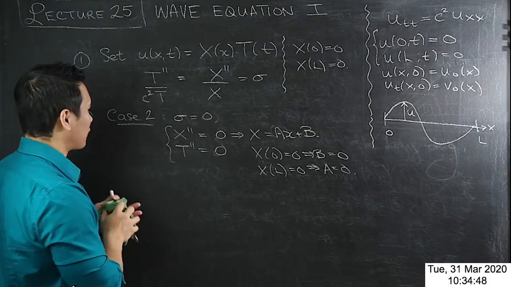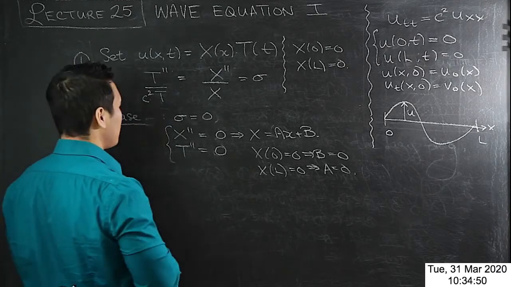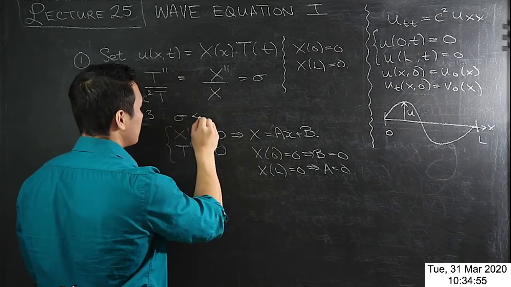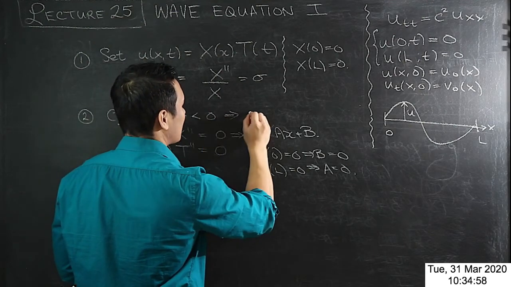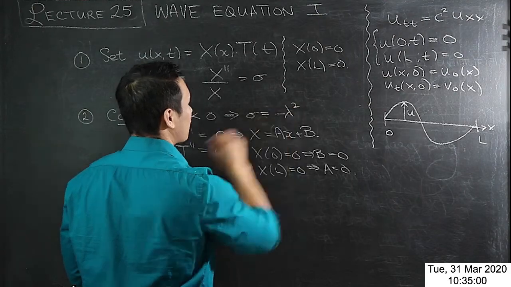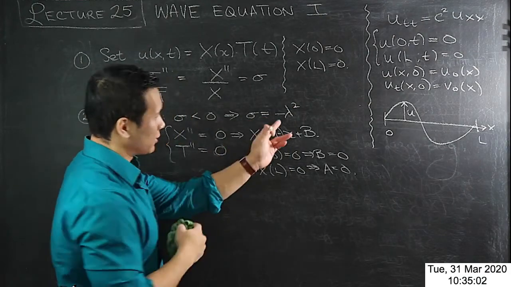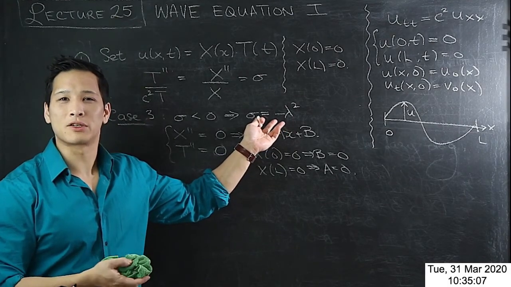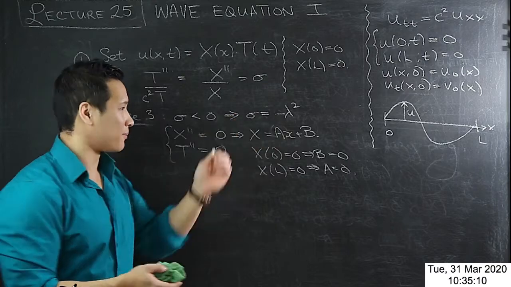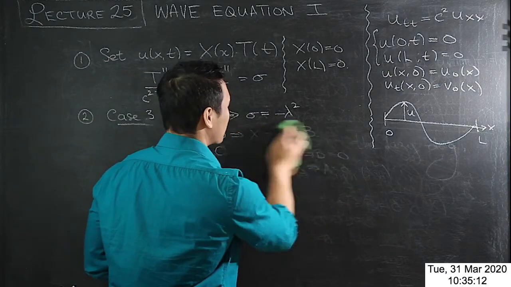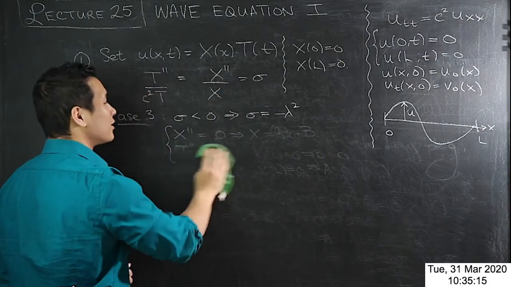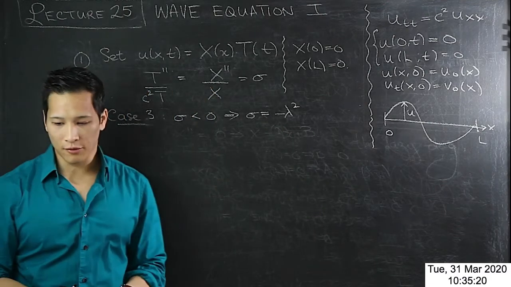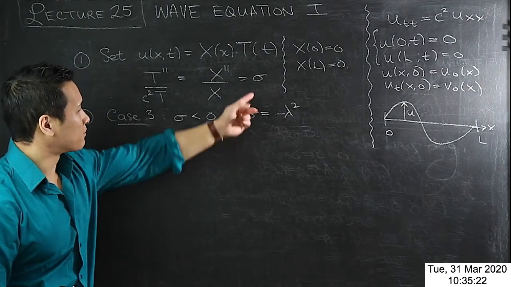And then finally, we have case number three, sigma is less than zero. And so for convenience, let's set my sigma to be minus lambda squared. I think in the chat, it's been asked and also been answered, why do we always set it to be something squared? It's for convenience. If you didn't do that, you would have square roots all over the place. Okay? So now you put this into here and solve it.